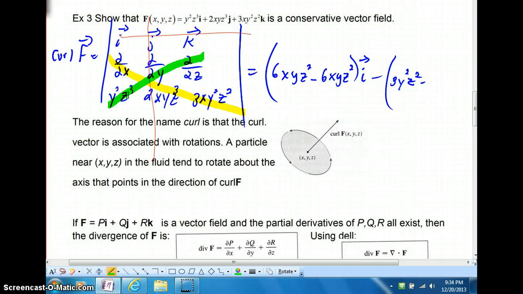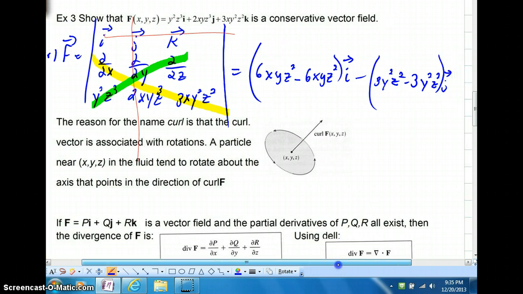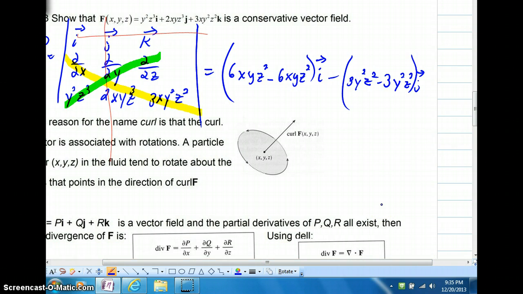We can look right here, a derivative with respect to z of y squared z to the third. Drop down the 3 from the z, 3y squared z squared, and then of course this is our j component. Well, we can continue on this way. We just have one more component to work out, and that's with our k. I am so sorry.